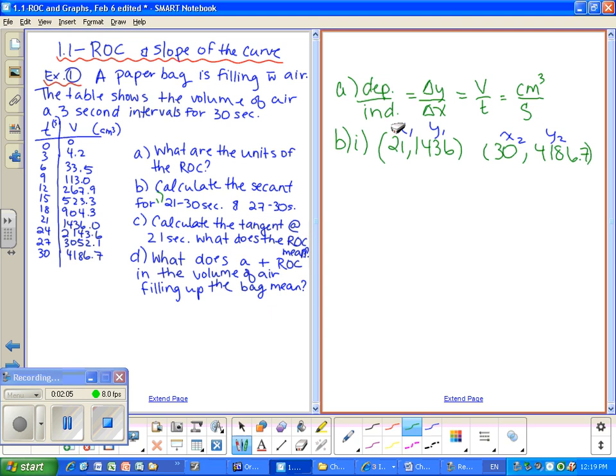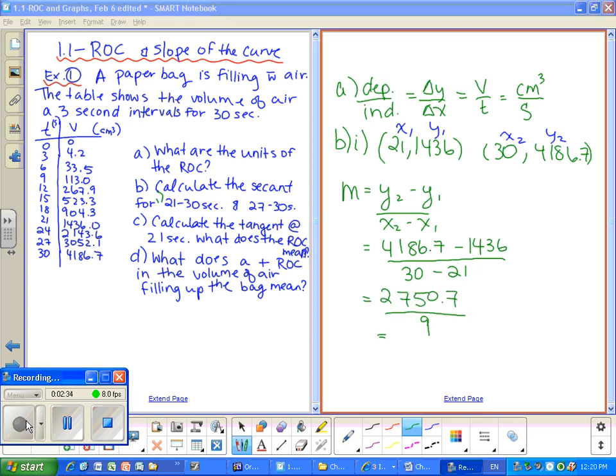And if we continue with the slope, it's y2 minus y1 over x2 minus x1. And what's our y2 value? Perfect. 1867.6 minus our y1 value, 1436, over the x values, which are 30 minus 21. And so what do we get in the numerator? 305. And so what does that equal? We got 305 point what?